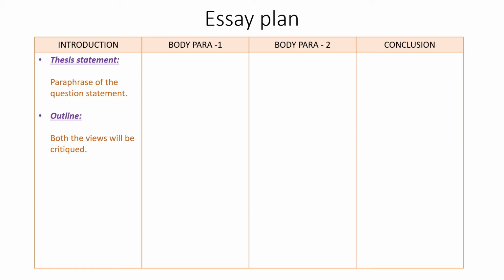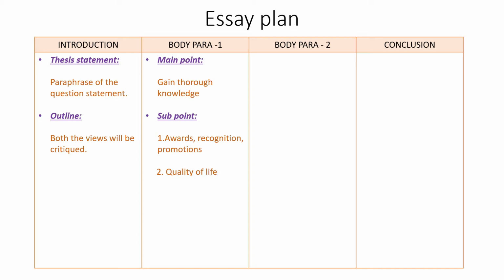Next, we will be moving on to the body para 1. Every body para must contain three components, the main point, sub-points and an example to support them. In the first paragraph, we will be discussing why a person must stay in the same organization. The main point which I am going to mention is a person can gain a thorough knowledge. The supporting sub-points are that a person can receive awards, recognition, and promotion, and the quality of life improves.